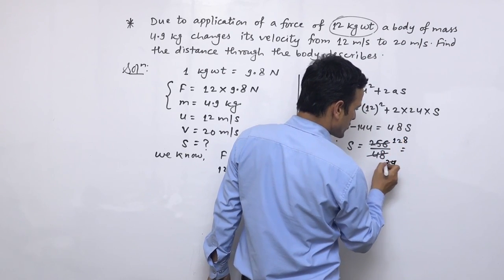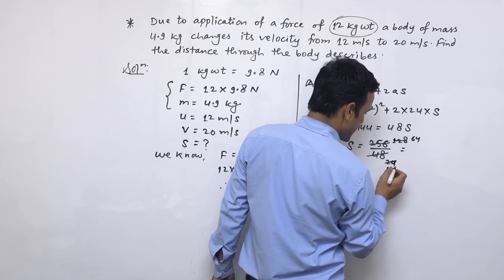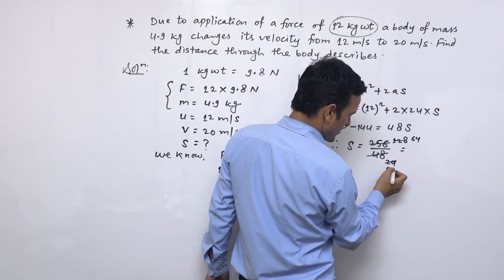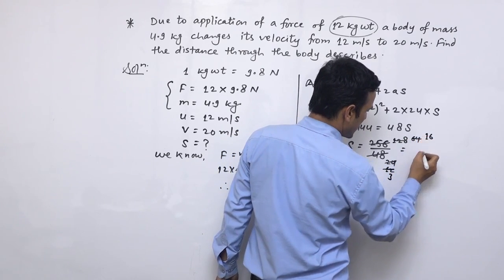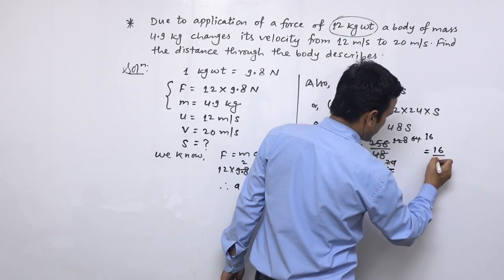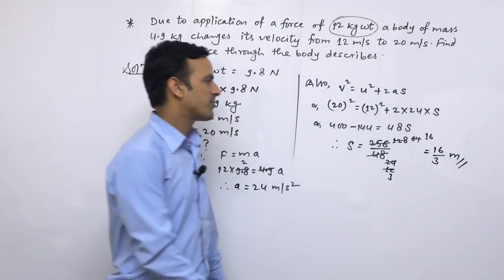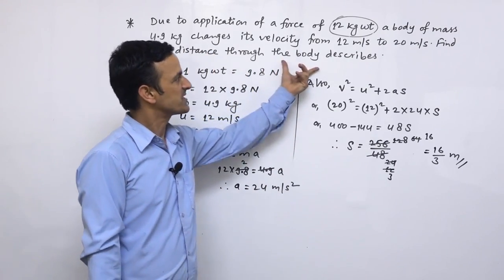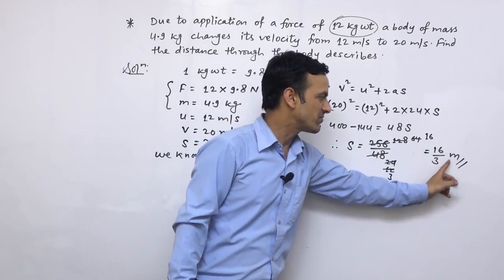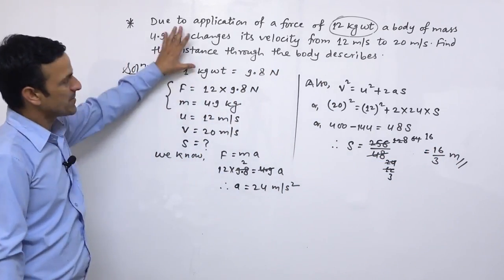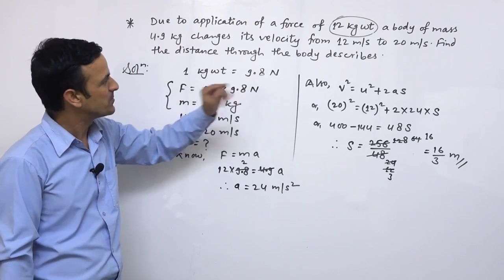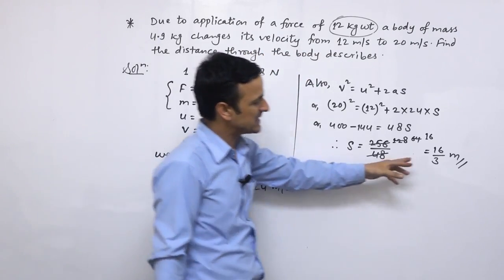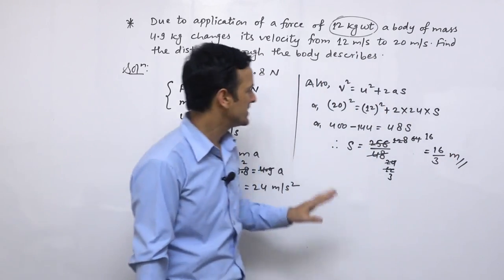Now 2 ones are 2, 2 twos are 2, 6 twos are 4. So 6, 2 sixes are 32. So it means 4 threes are 16. So it will be 16 divided by 3 meter. So this is the appropriate distance from which the body covers. So the body describes 16 by 3 meter distance by this application. So by changing its velocity from this to this, it covers this distance, 16 by 3 meter distance.